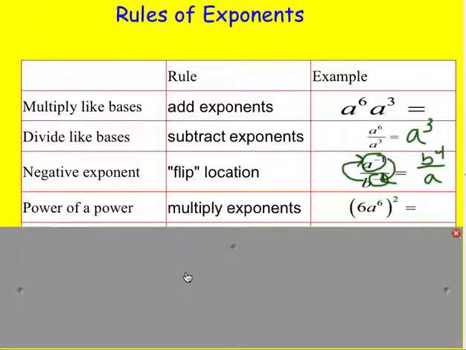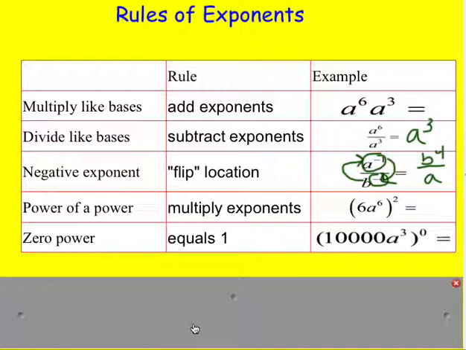Next, let's take a look at the other ones that we've already done, just as a reminder. When you take a power of a power, you need to multiply exponents. And anything to the 0 power is always going to equal 1. So that's just a review of what we're doing today.